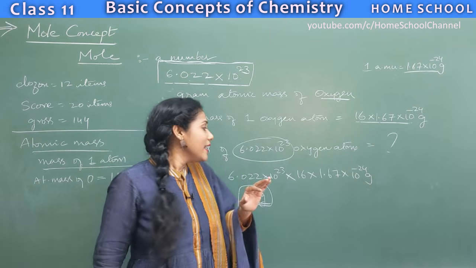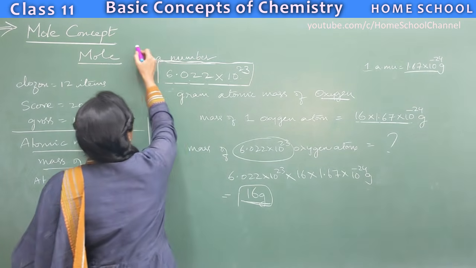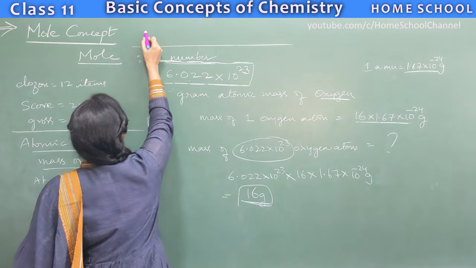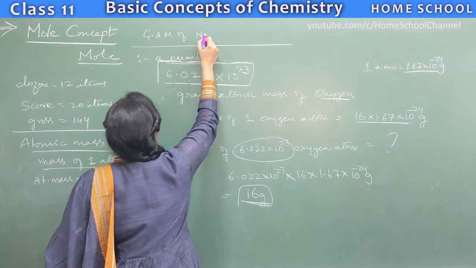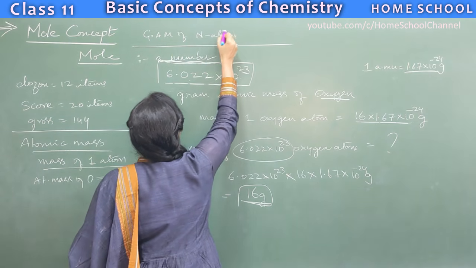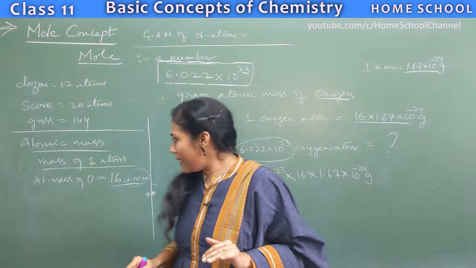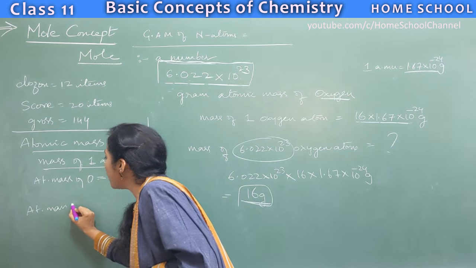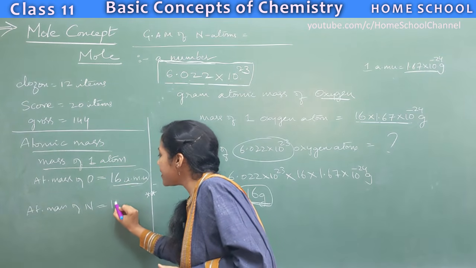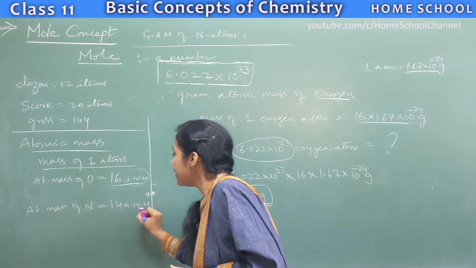Okay, say one more example. Say if I ask you a question, what is the gram atomic mass of nitrogen atoms? Then what is your answer? What is the atomic mass of nitrogen? If I ask you atomic mass of nitrogen, you would quickly say 14 AMU, isn't it?